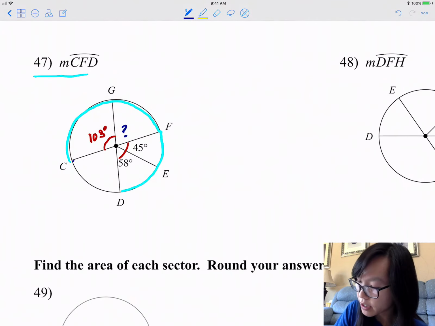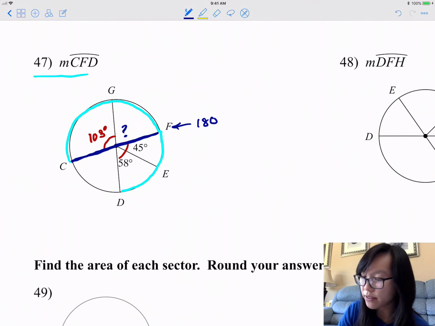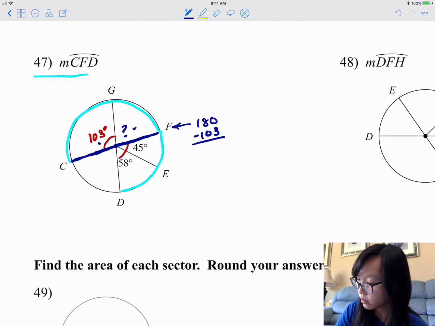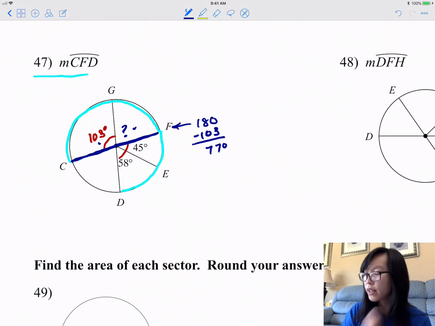And we know for a fact this is a straight line. This is a diameter. And we know all diameters are 180 degrees. That half of a circle. This half of a circle. So couldn't I just figure out what plus 103 gives me 180? So I could do that. 180 minus 103. And you should get 77 degrees.